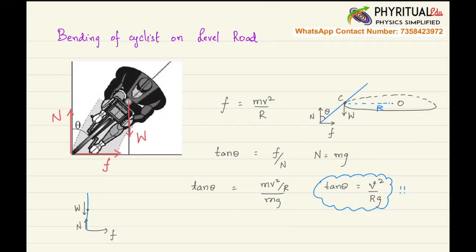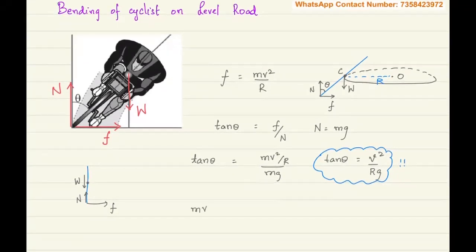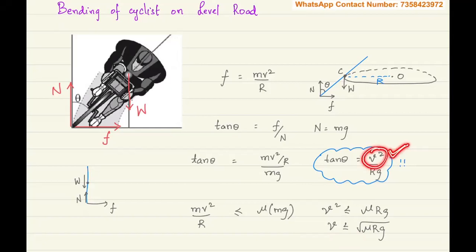And also for no skidding, there is a condition that this friction should not exceed the limiting value. In other words, mv square by r, which is friction, must be less than or equal to mu times the normal contact force. In this case, normal contact force is mg. So v square should be less than or equal to mu rg, or v should be less than or equal to root of mu rg. So this condition on v is also required to prevent the skidding of the cyclist. Beyond this velocity, the cyclist cannot take the turn, and depending on what velocity v is there, accordingly the bending is also required.